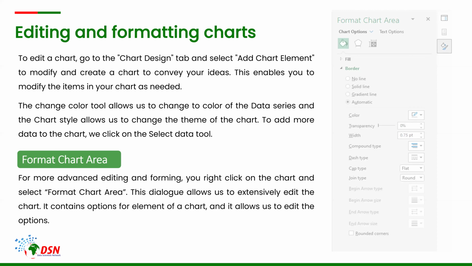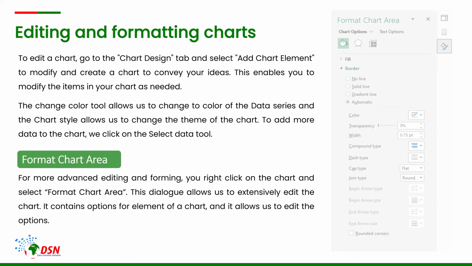Editing and formatting charts. To edit and format the charts, go to chart design tab and select add chart element. You saw me do that before, right? When I wanted to add the January. So I went to it, it's automatically on the chart design. And by default, chart design is not in Excel tab. It only comes there when we create a chart. That's when it comes there.